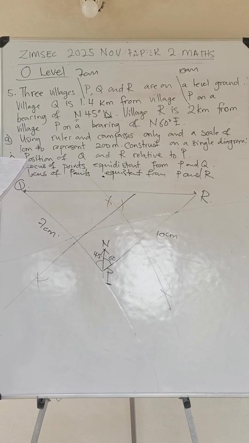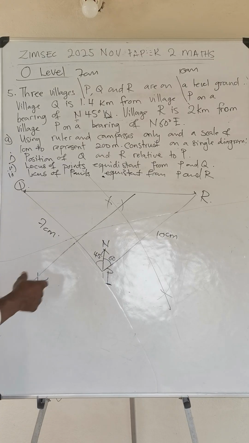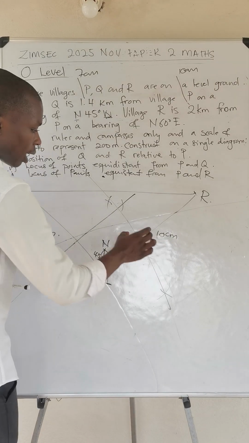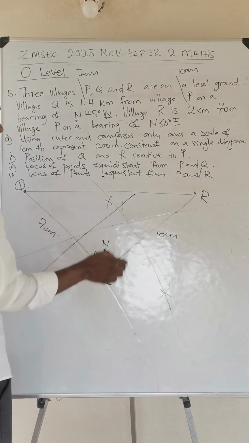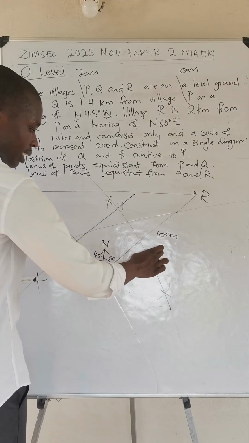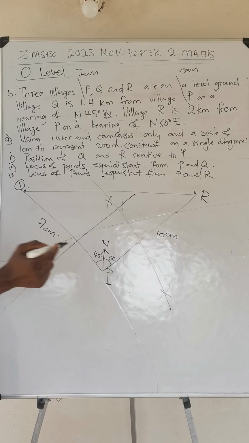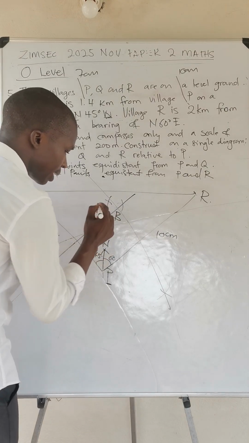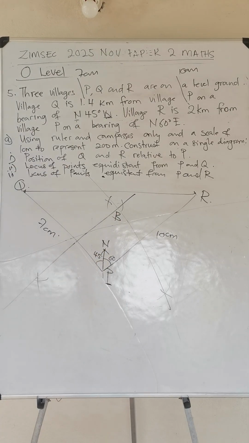Okay, mark and label clearly the point B. So the point B is where our bisection lines intersect. Where this bisection line intersects is where our ball is. So here is our ball. Okay, so this is what we're supposed to do.